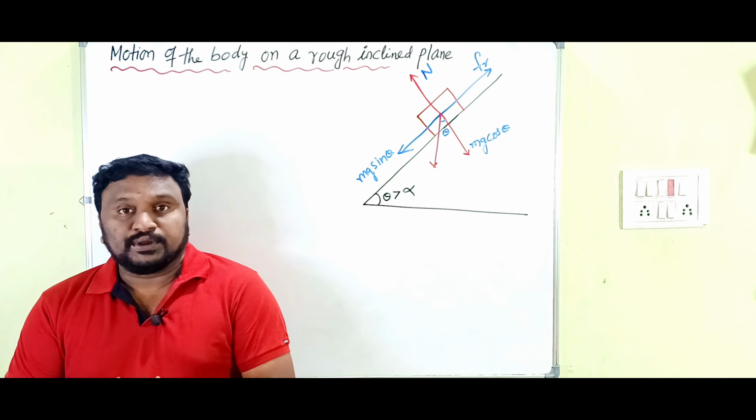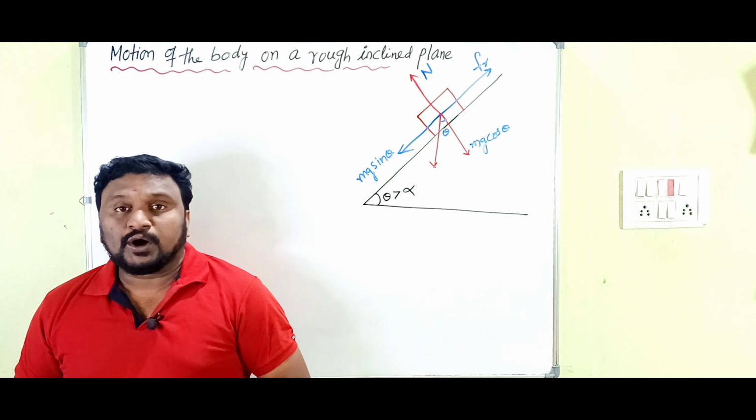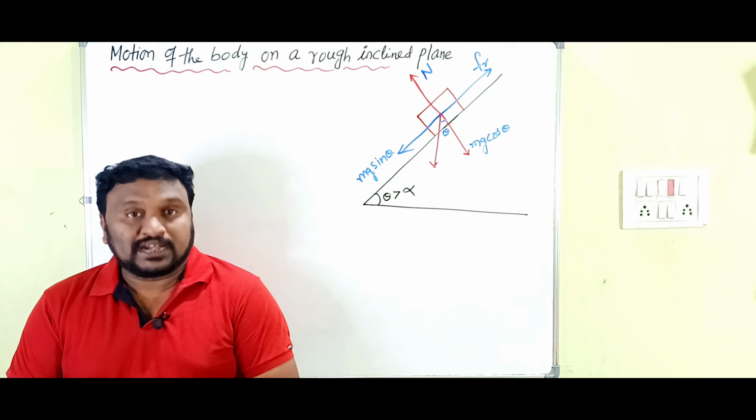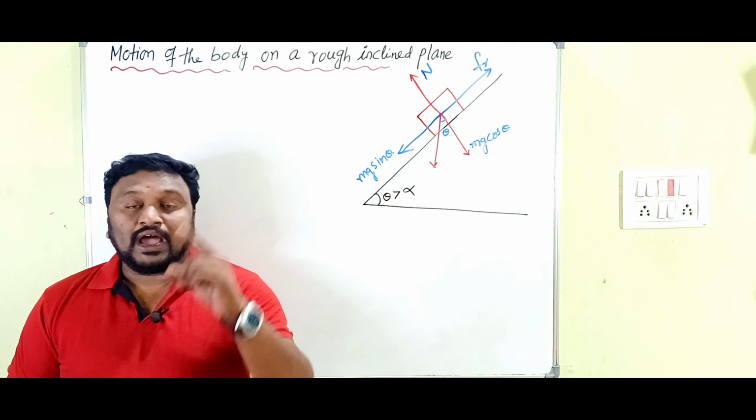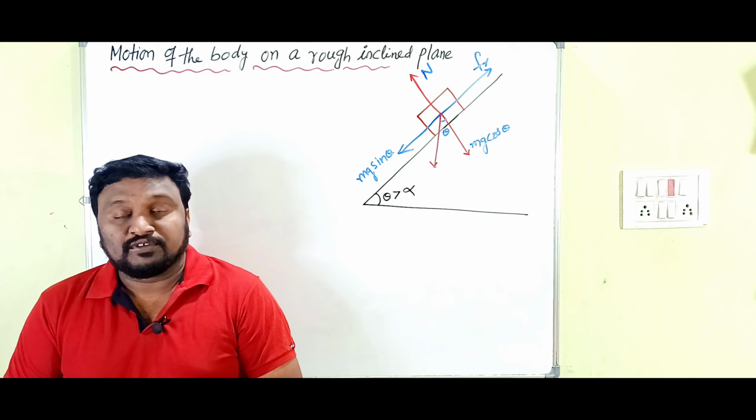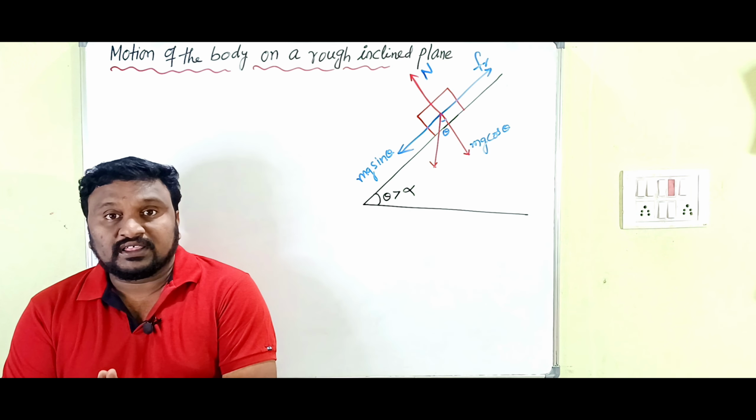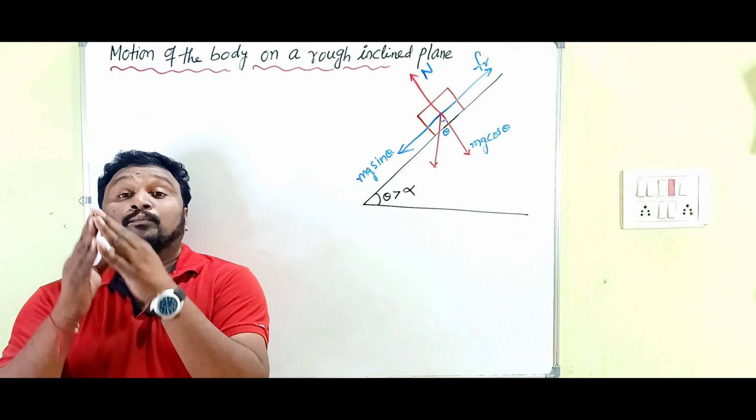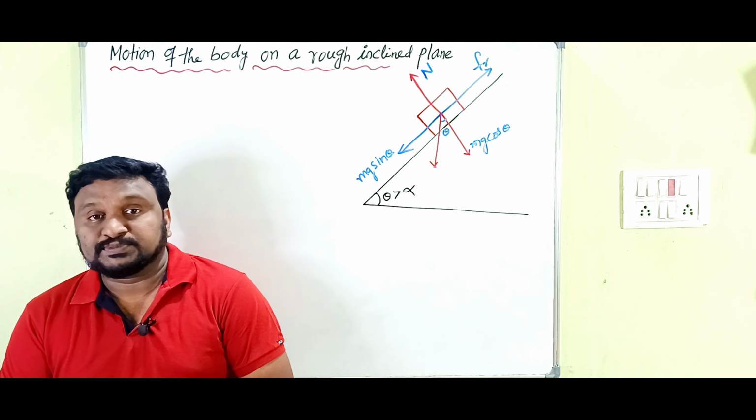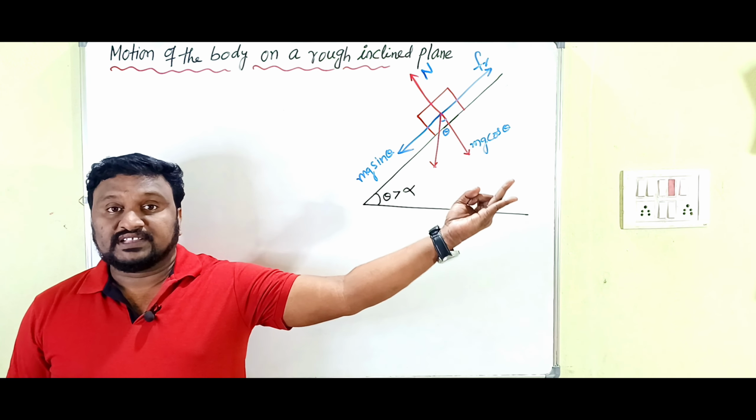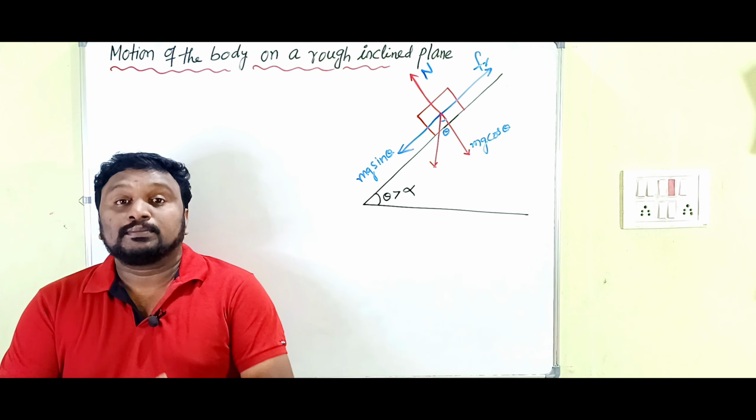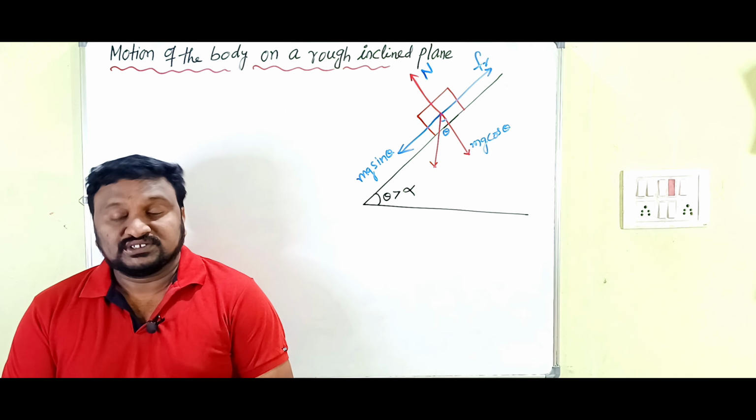Children, in this video we are going to discuss the derivation of the expression for acceleration when the body is sliding down on a rough inclined plane. Next, we have to derive the expression for velocity of the body when it reaches the bottom of the rough inclined plane. And we have to find the time taken by the body to reach the bottom. First, acceleration; next, velocity on reaching the bottom; and third, time taken to reach the bottom of the rough inclined plane. Clear children? So let's go for that.